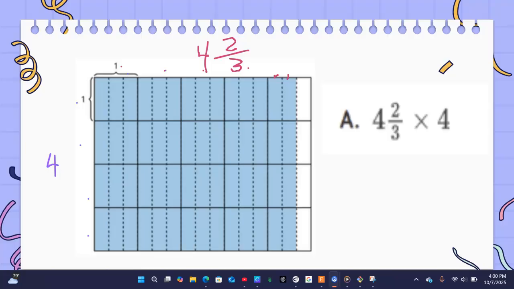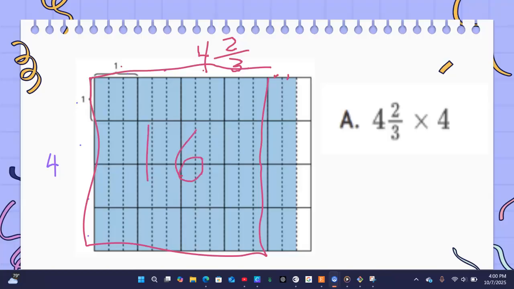Okay, now let's break this apart, right? We have 4 and 2/3 times 4. Well, if I just take my whole portion right here, I know that this total amount, 4 times 4 equals 16. And let me write that out. 4 times 4 equals 16. But guess what? We're not done, because we still have 2/3 here, 2/3 here, 2/3 here, 2/3 here. So that would be 4 times 2/3.